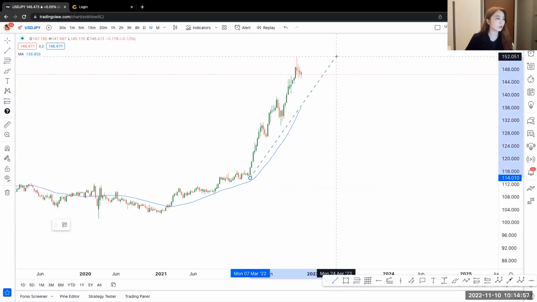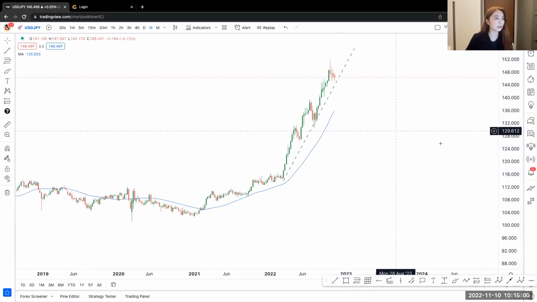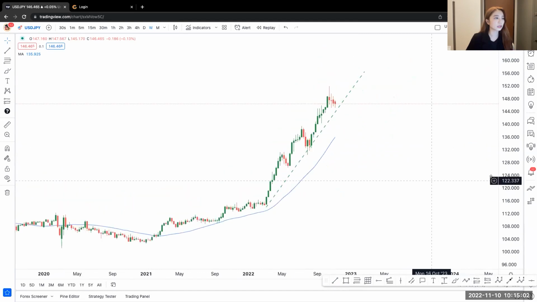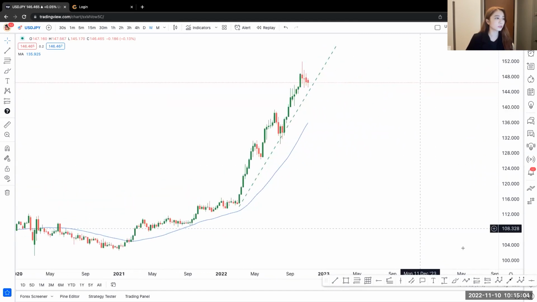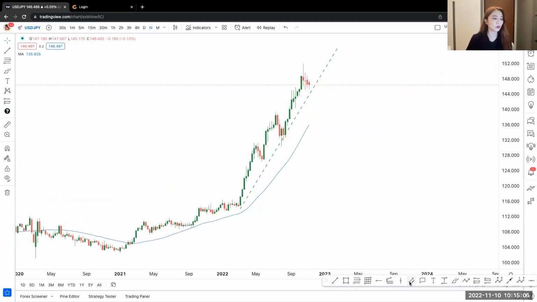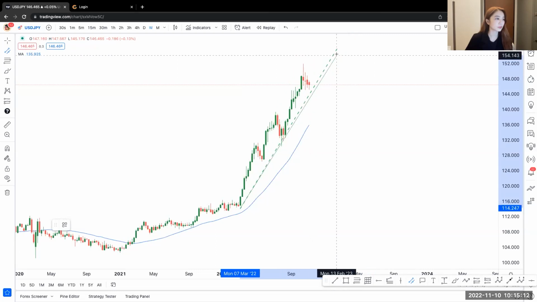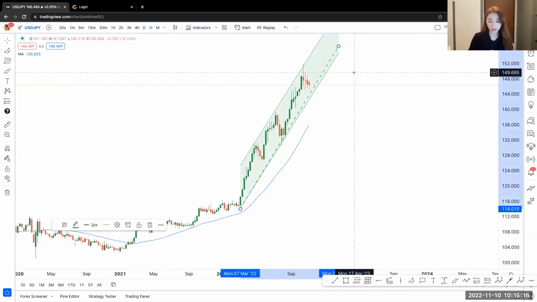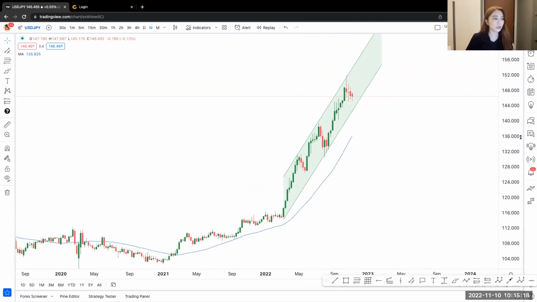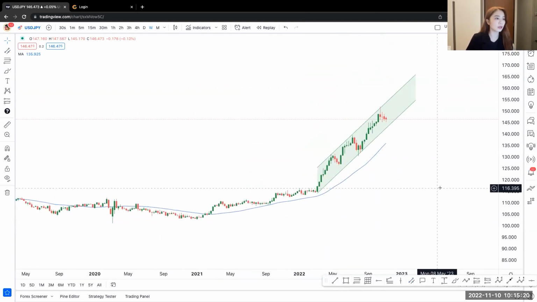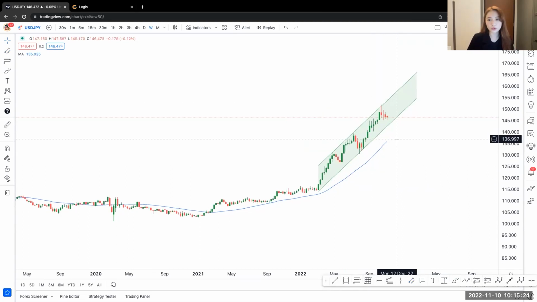So we are currently on the weekly chart. We can see there's a possibility for a small channel that we are looking at. Yep, it is indeed a small channel that we are looking at, an ascending channel, and we are seeing the slight drop for USD JPY for now.